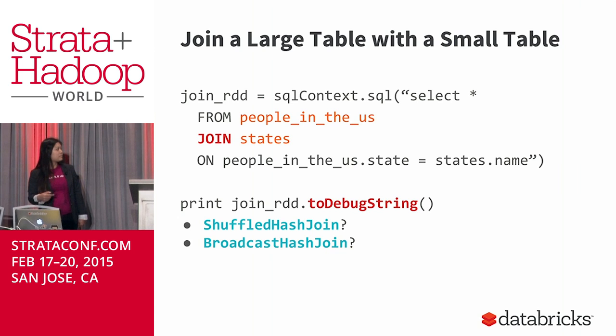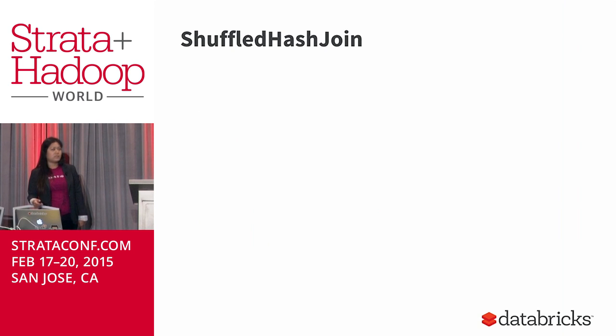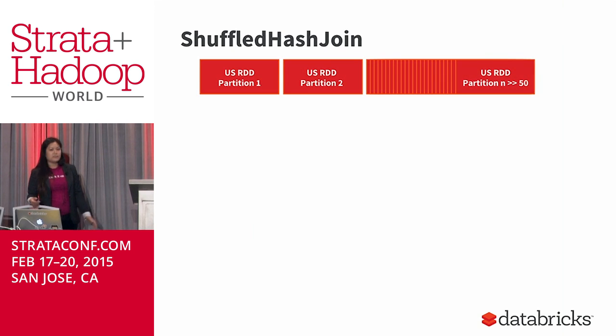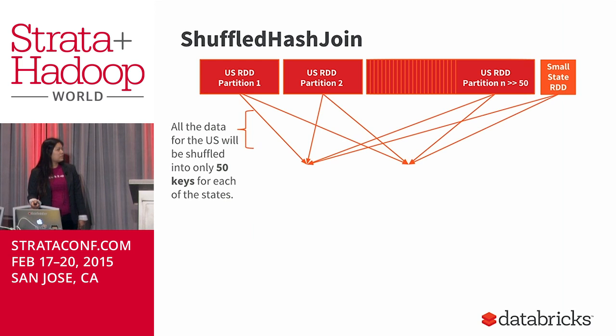With the ShuffledHashJoin, we start out where we have this humongous RDD of everyone in the US, a whole bunch of partitions, clearly a lot more than 50. Then we also have our small little state RDD here. And in order to do the ShuffledHashJoin, we're going to take all of the data from all the RDDs and we're going to shuffle them over and key them by the state name. So there's only going to be 50 keys that we bring into our reduce phase.